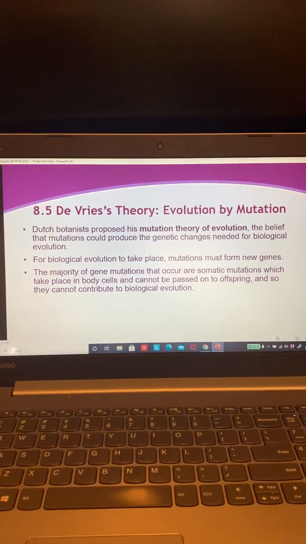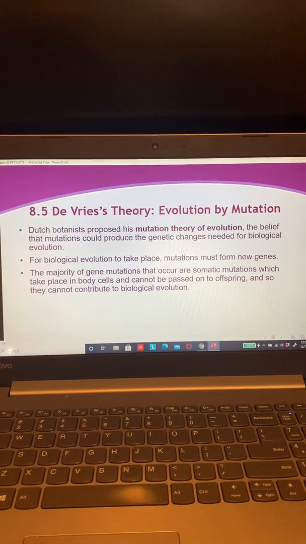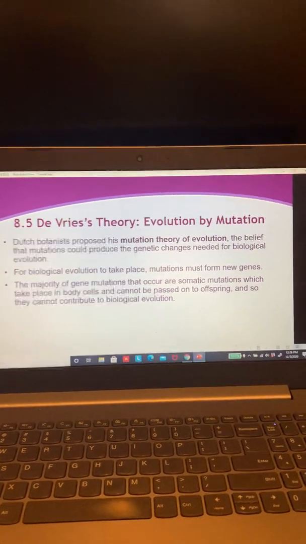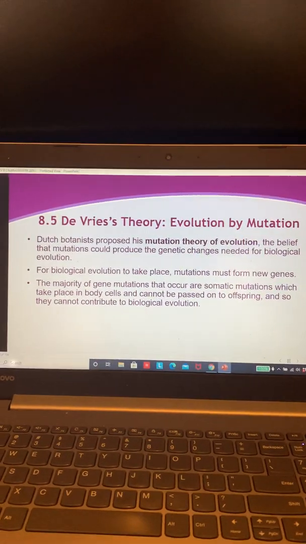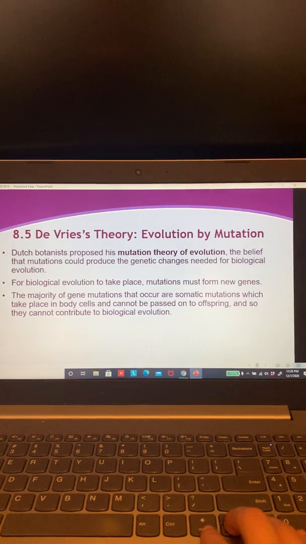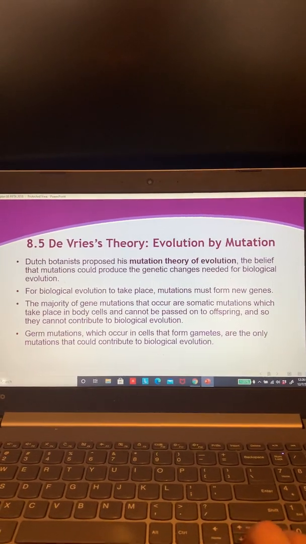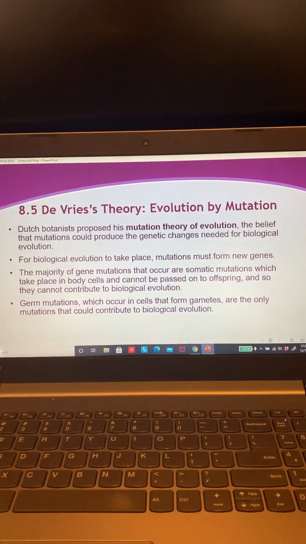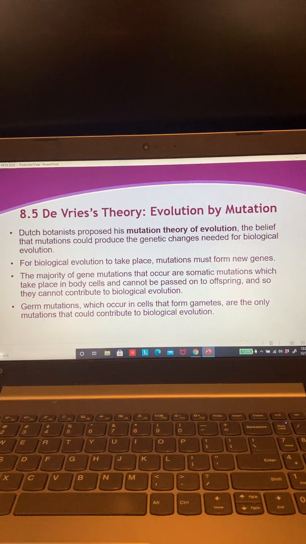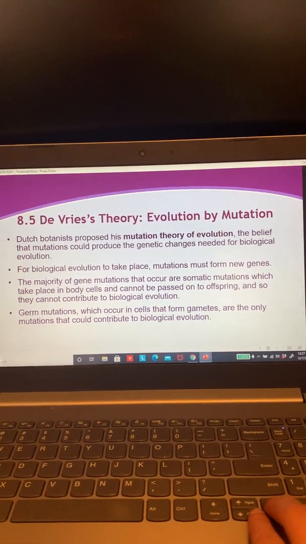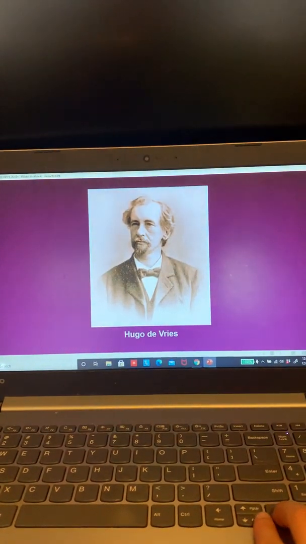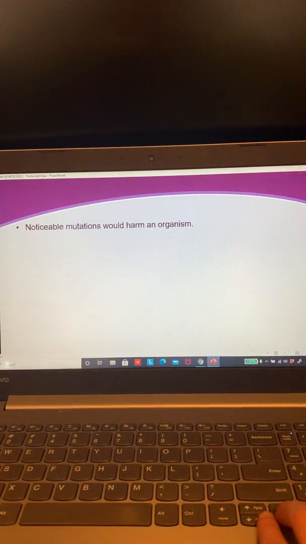The only mutations that could produce biological evolution would be in germ cells. But most of our mutations are actually somatic, not germ. Germ mutations, which occur in cells that form gametes, are the only mutations that could contribute to biological evolution. So this is what Hugo de Vries looked like.